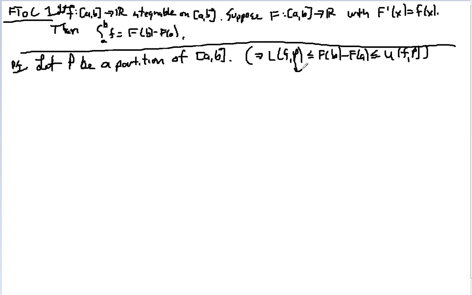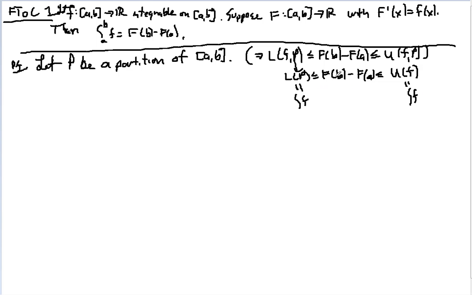And then that means that if it's true of all partitions, this is always an upper bound for this. So if this is an upper bound for every partition, the supremum of this has to be less than or equal to F of b minus F of a. And similarly, if this is a lower bound for all the partitions, it has to be less than or equal to the infimum, which is this. And of course, these are both equal to the integral of f.